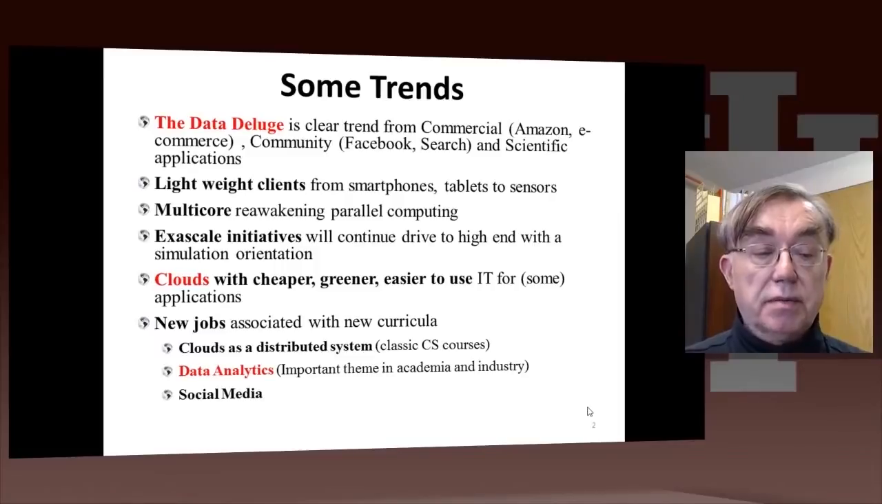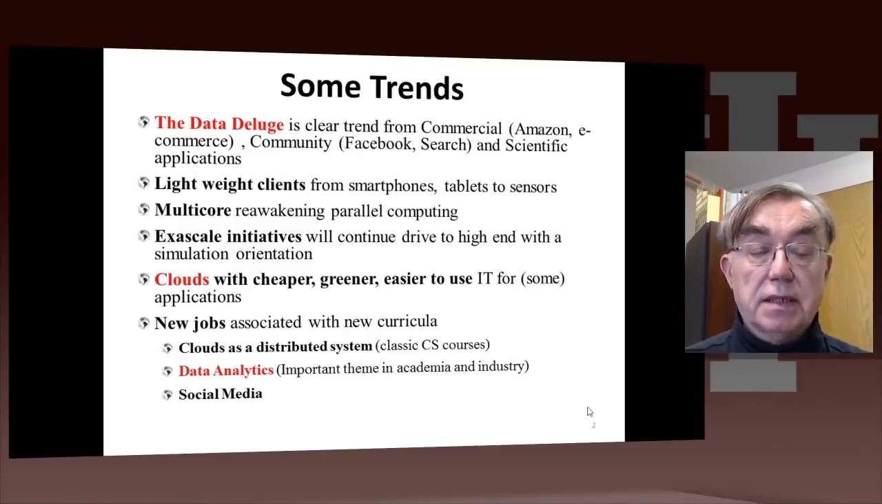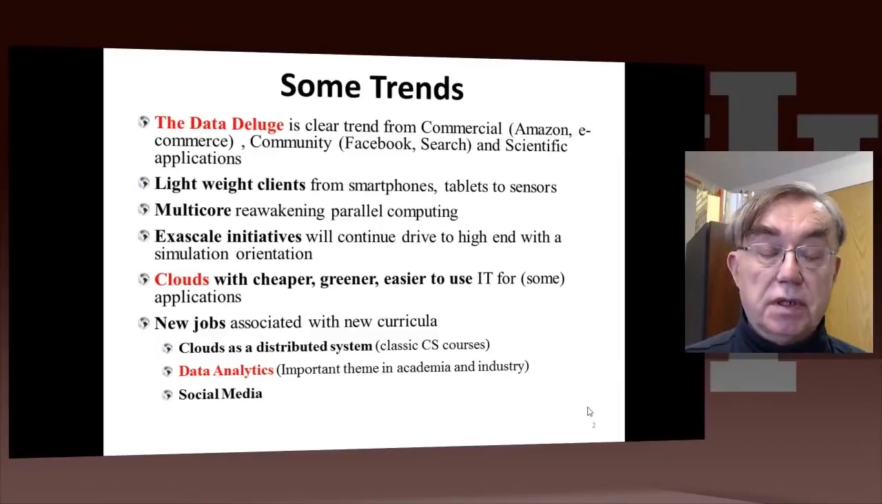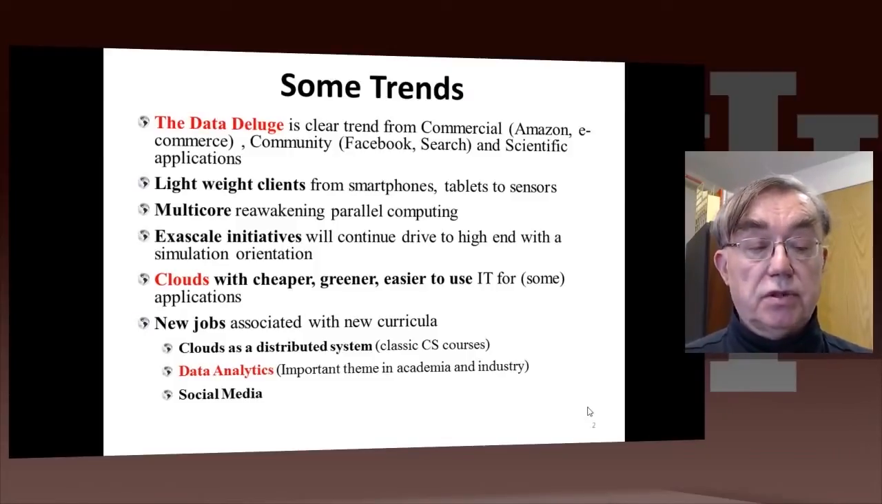We will, as we've mentioned, include clouds because clouds are the natural way to process the data deluge. We will find that clouds are suitable for data-intensive applications, plus providing cheap, environmentally friendly computing. There also, the computing is easier to use in many ways. A final important feature of the data deluge and the modern status of technology is the new jobs and indeed the new curricula associated with these new jobs.